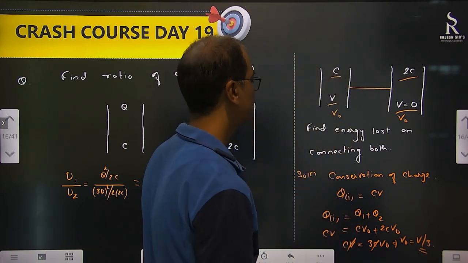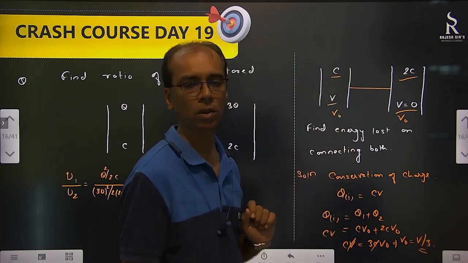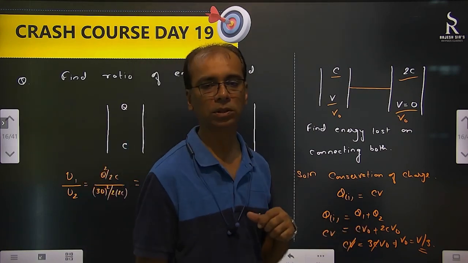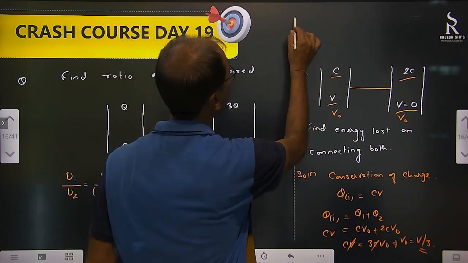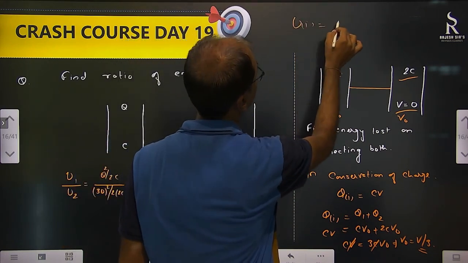Okay, what is the question asking? Find the energy lost. So first we got the common potential. Now we'll talk about energy loss. So what is the initial energy? Say Ui. Ui is half CV square.